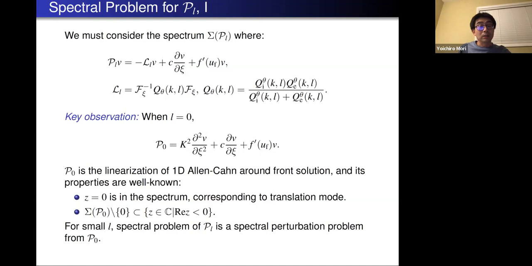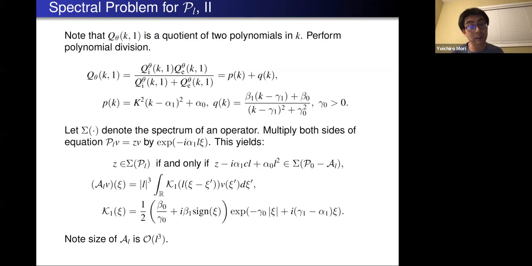So what this means is that when L is small, the spectral problem of PL can be seen as a spectral perturbation problem from P0. So for small L at least, there is some hope that we can understand the spectral properties of PL just because we know the spectral properties of P0 very well. And there's actually a small algebraic trick that makes this work.